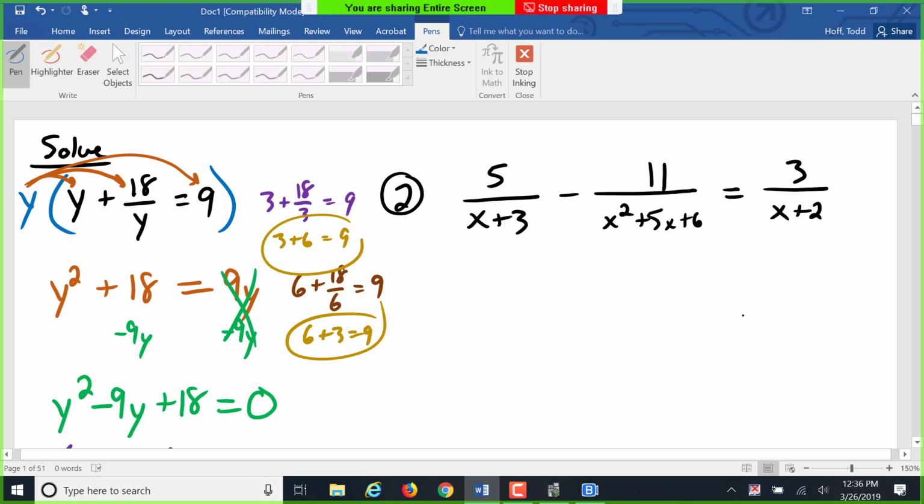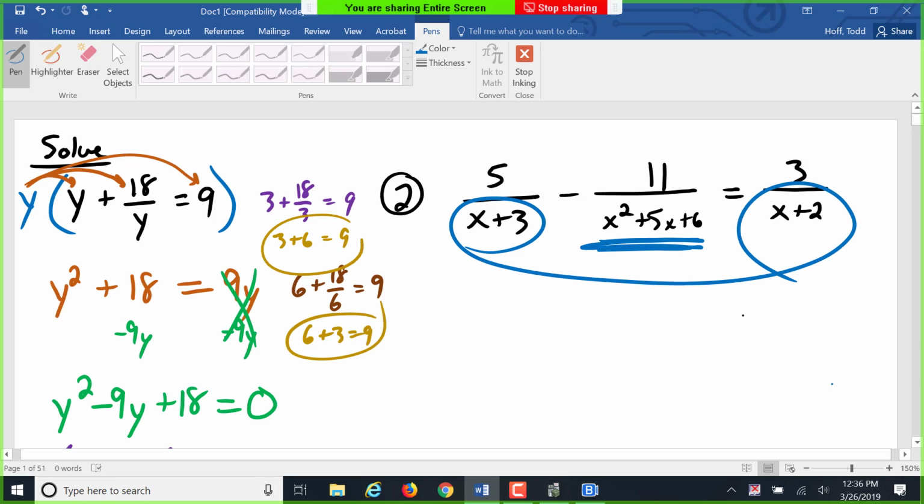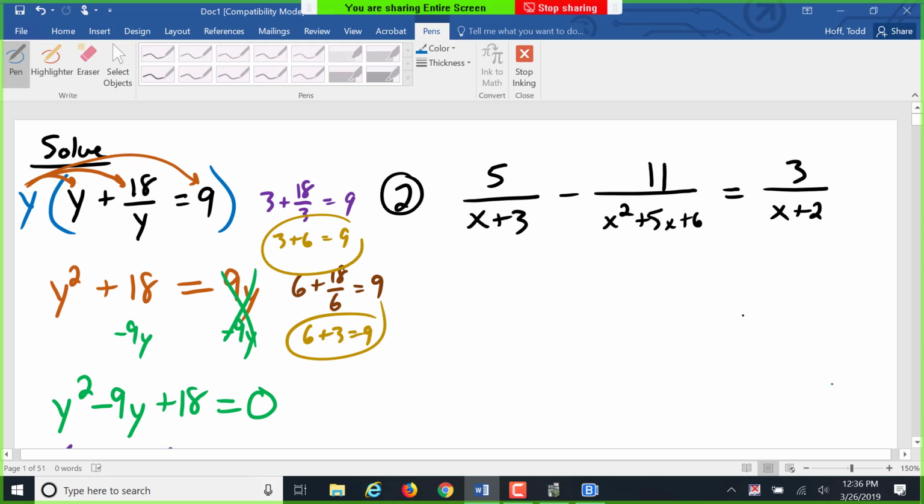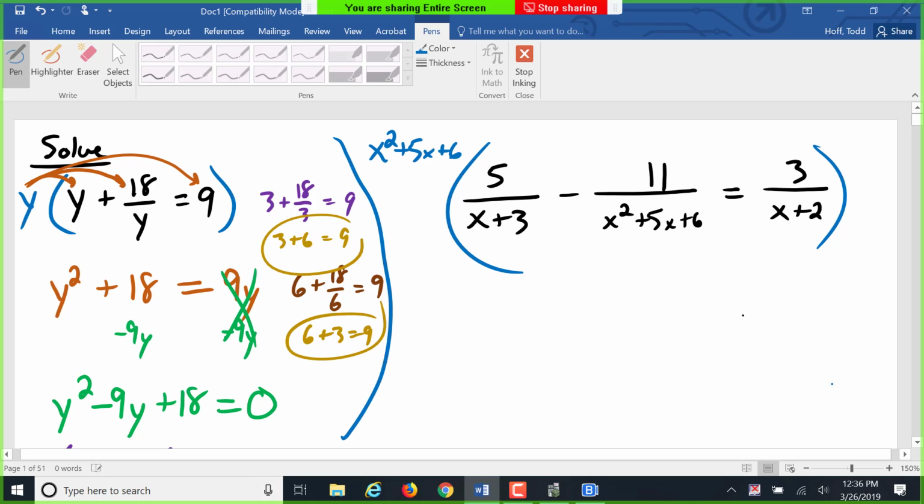When we look at this, we have three denominators, x plus 3, x squared plus 5x plus 6, and x plus 2. But you'll notice x squared plus 5x plus 6 is just x plus 3 times x plus 2. So our common denominator is going to be the x squared plus 5x plus 6. We're going to multiply by that. And we'll remember that that simply is x plus 3 times x plus 2. So we'll go ahead and multiply.